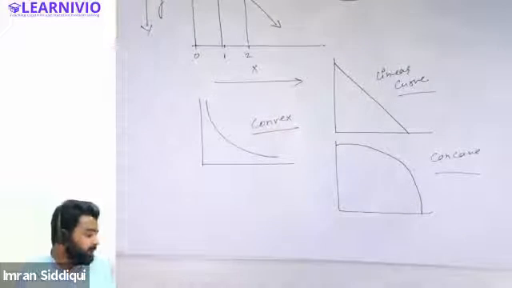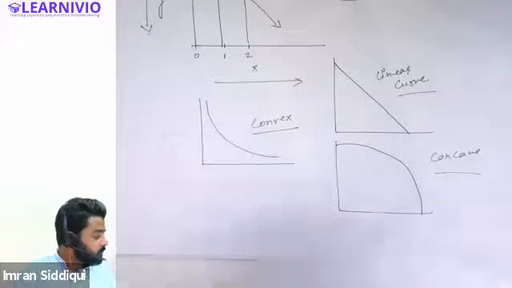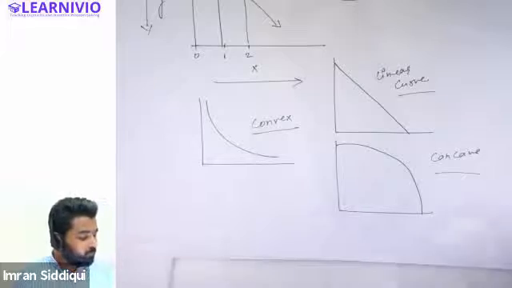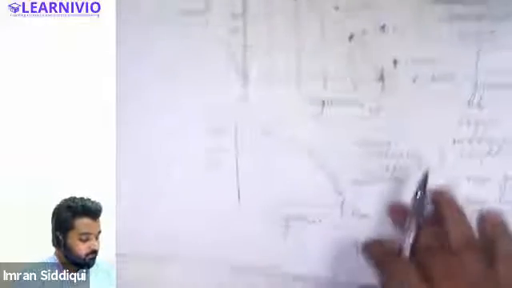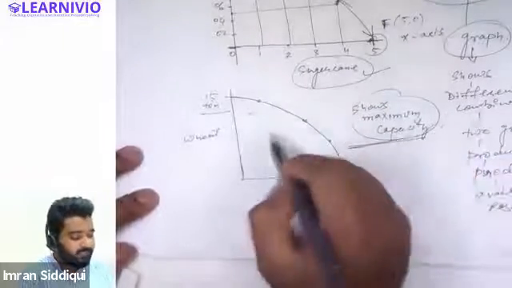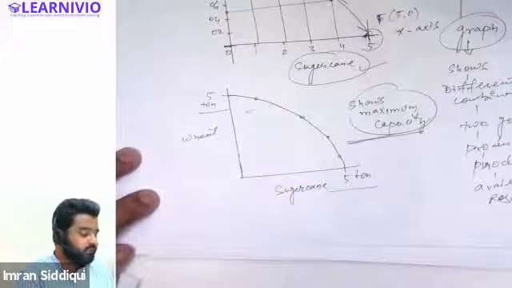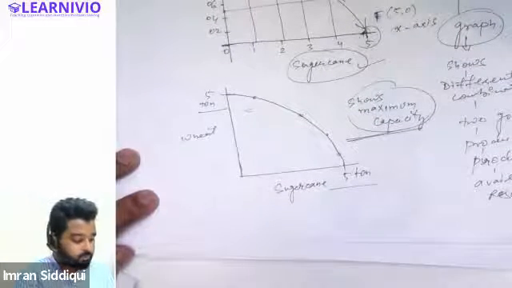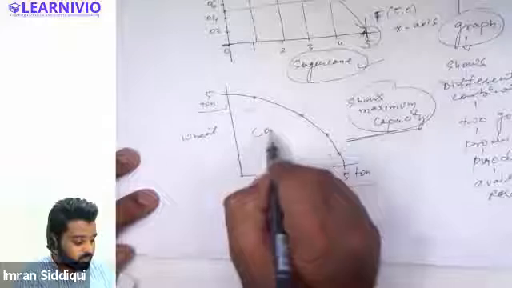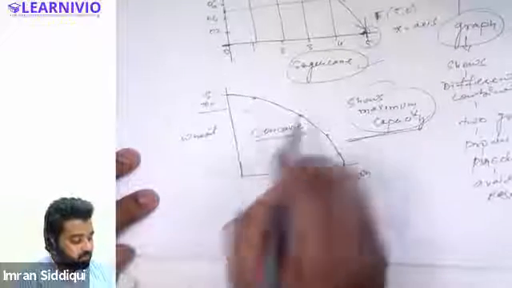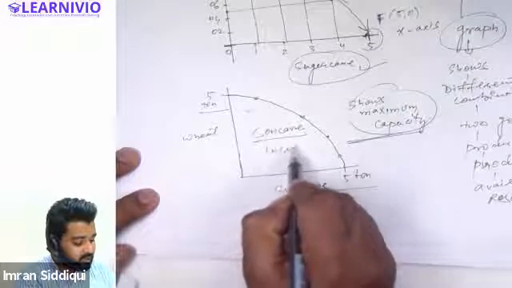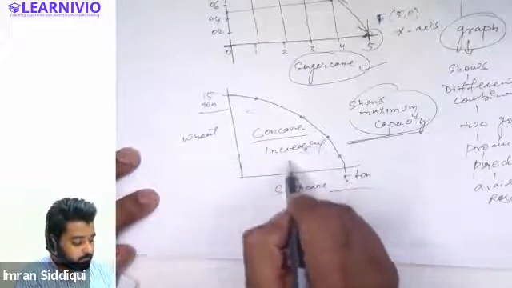If you look at the production possibility curve, please tell me what kind of shape it is. Is it a convex shape? Is it a linear shape, or is it a concave shape? Please tell me. It is a concave shape. Why is it a concave shape? Because of increasing marginal opportunity cost.